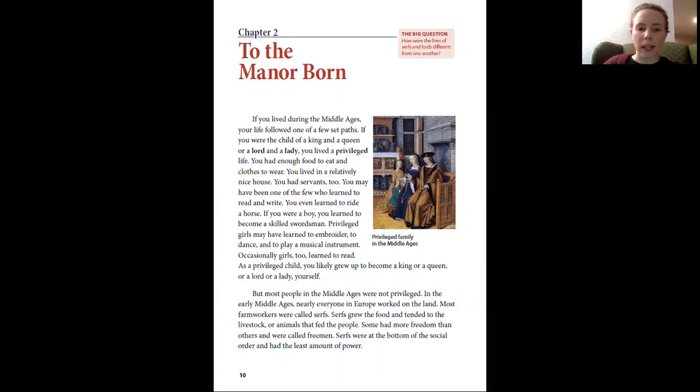In the early Middle Ages, nearly everyone in Europe worked on the land. Most farm workers were called serfs. Serfs grew the food and tended to the livestock, or animals that fed the people. Some had more freedom than others and were called freemen. Serfs were at the bottom of the social order and had the least amount of power.